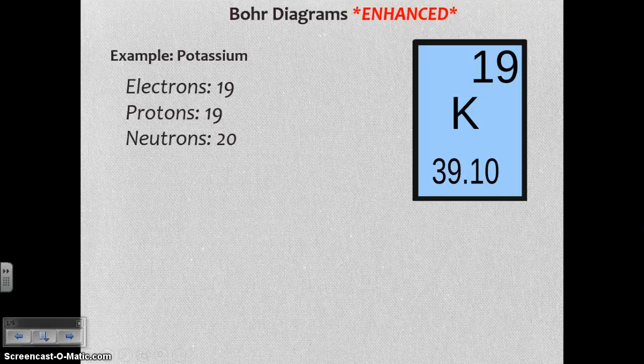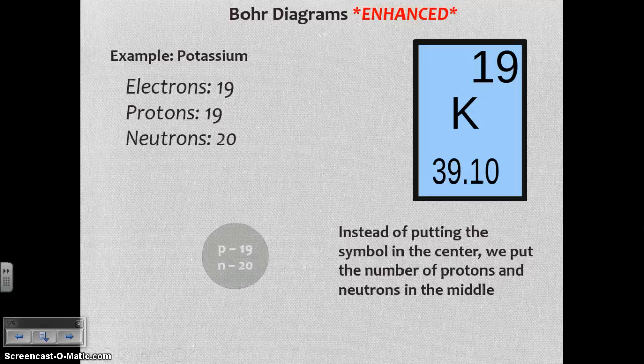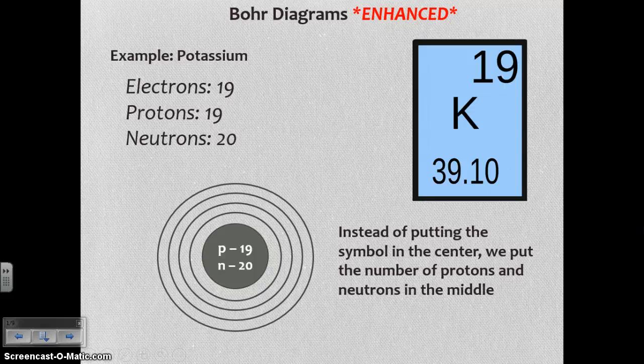was 20. How does this look in the Bohr diagram? Well, like I said, instead of putting the symbol in the middle, you put the number of protons and the number of neutrons. So let's do that. Ta-da! So P is 19 for protons and N is 20 for neutrons. And then we can just fill in the rings with electrons like we normally would. So in this case we can fit 2 in the middle ring, 8 more in the second ring, 8 more in the third ring, and I think we need to add 1 more to this. Yep, to bring it up to 19. Anyway, take a minute to get this example written down in your notes, and then we'll move on to one more practice.